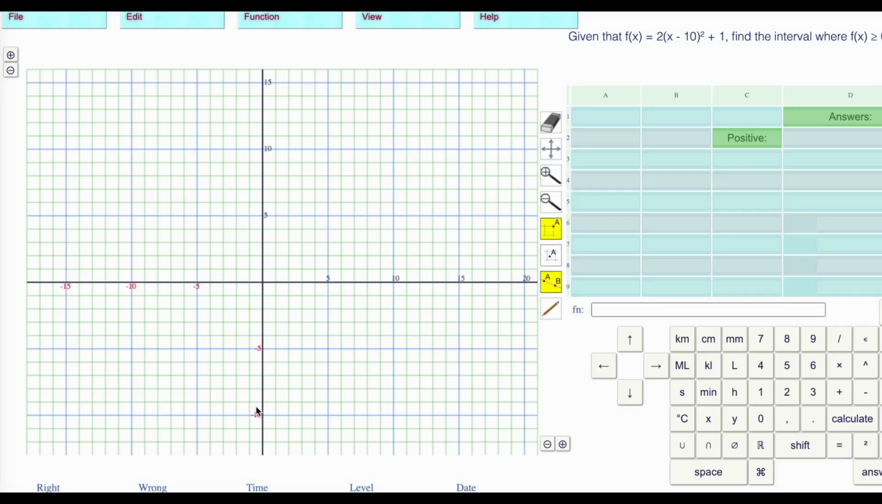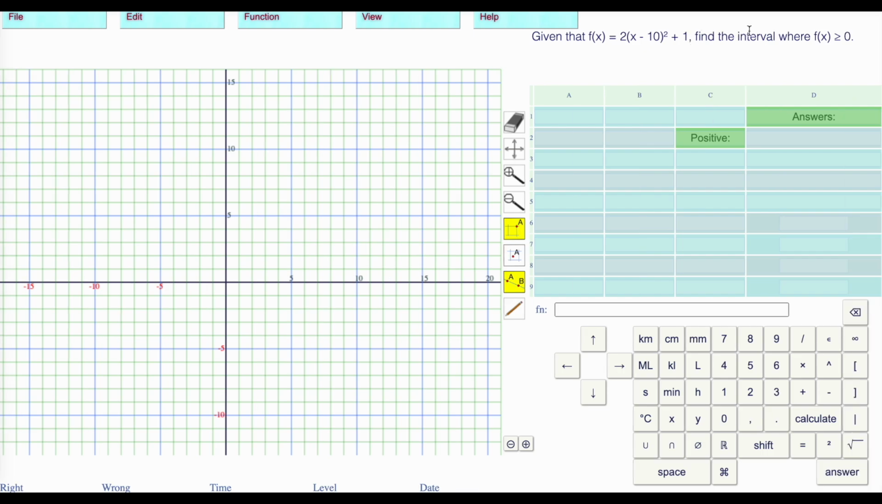Let's look at the sign of the parabola. They're asking to find the interval where the sign is positive, where f of x is greater than or equal to 0. This is opening up. It's always going to be greater than 0 because the vertex is at (10, 1), and it's opening up.